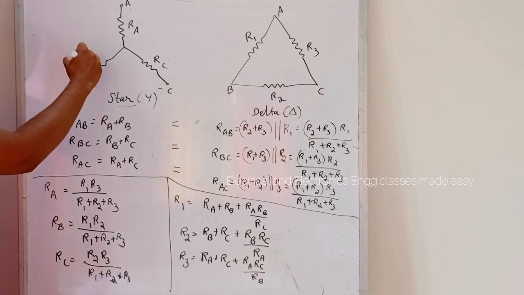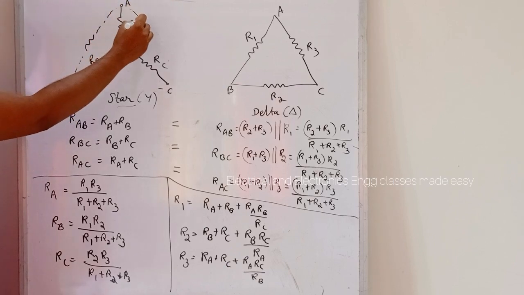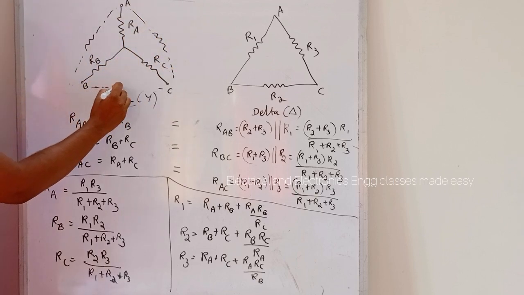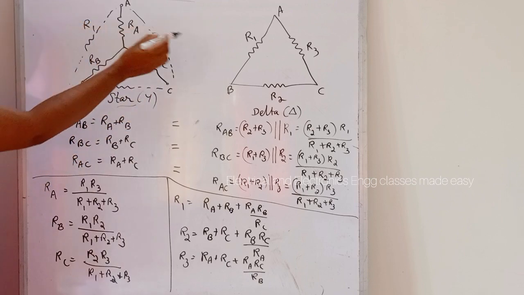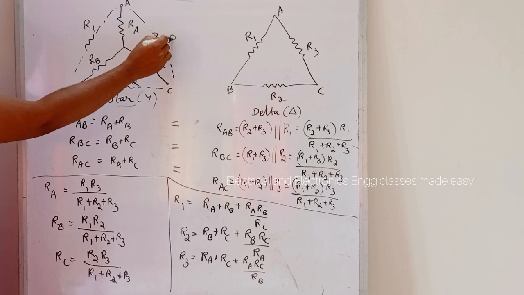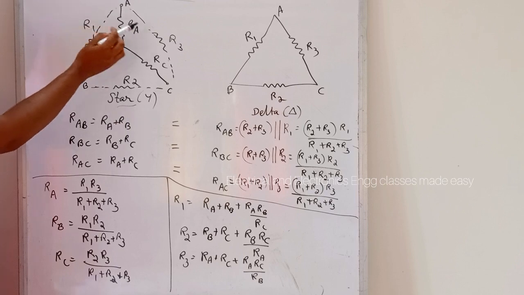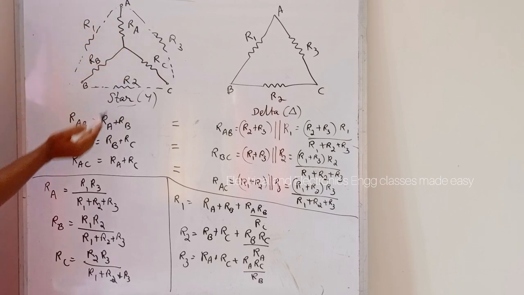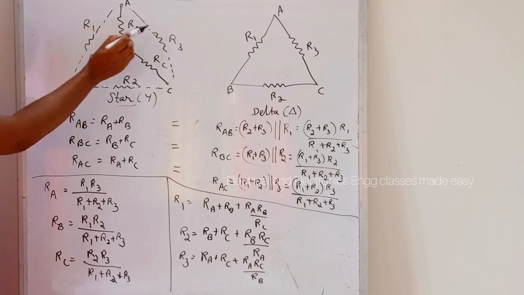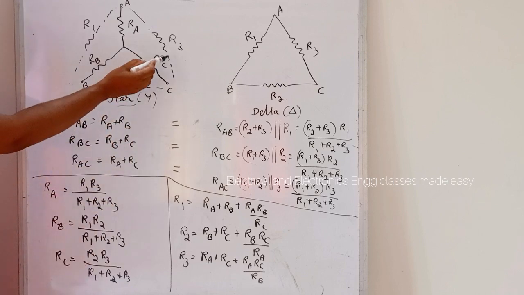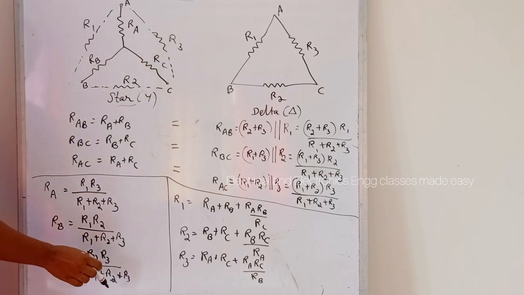That is, if we connect the resistances in star connection and delta connection like this, this is R1, then R2 and this is R3. So RA is equal to, the resistances connected to this point are R1 and R3. So multiply these two, R1 into R3 divided by total resistance. Similarly, RB is equal to R1 into R2 divided by total resistance. Then RC is equal to R2 into R3 divided by total resistance.